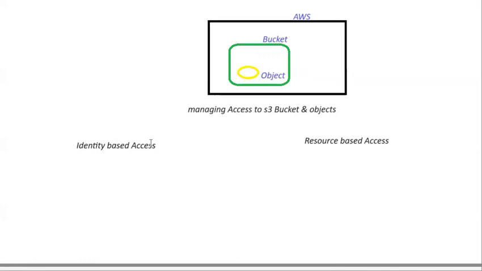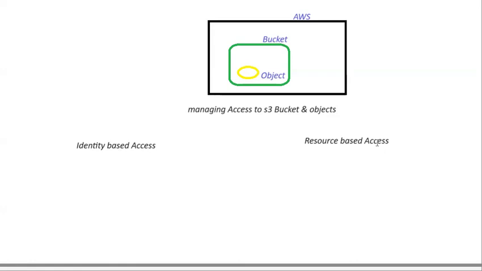Let's say any user, authorized or unauthorized, based on their identity, I can provide this bucket permissions. And from the bucket itself, this S3, it's a resource, right? So from the resource itself, we can specify the access. In this way, there are two ways we can specify access.